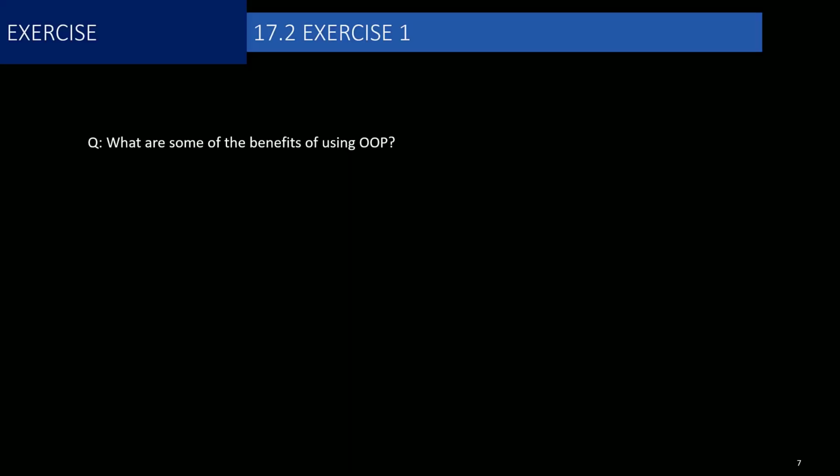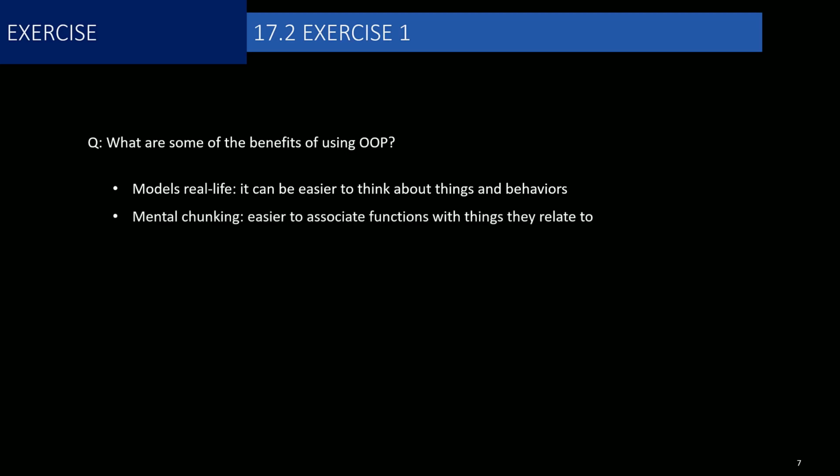So what are some of the benefits of using object-oriented programming? Why do some programmers use it instead of procedural or functional programming? Well, for one, it models real life. It can be easier to think about concrete things that have their own attributes and behaviors than thinking about them as some parameter to pass into a function. It also allows for mental chunking, meaning that it's easier to associate things to other things. So we have attributes and functions that belong to something else. It also makes code easier to maintain.